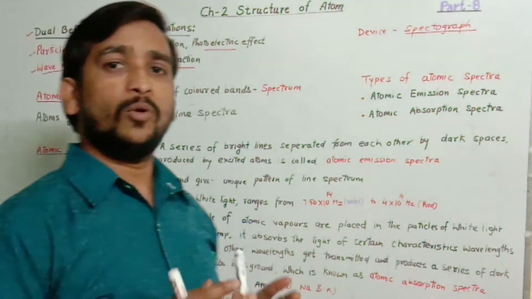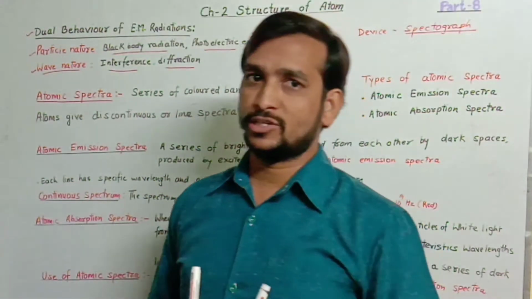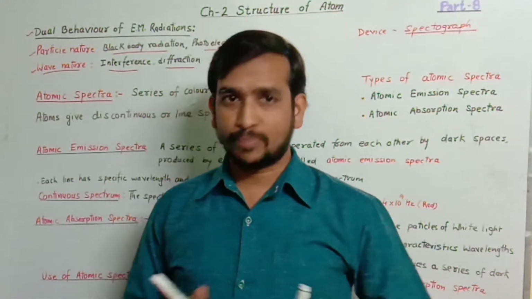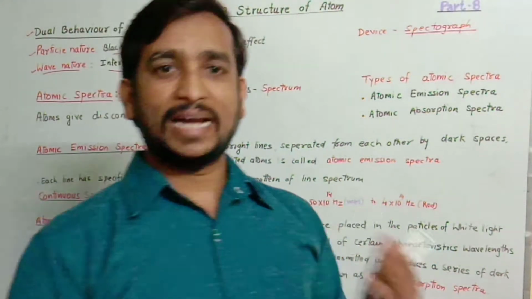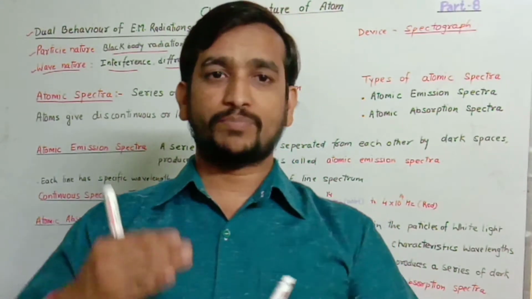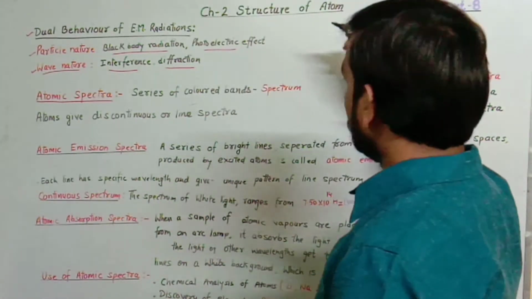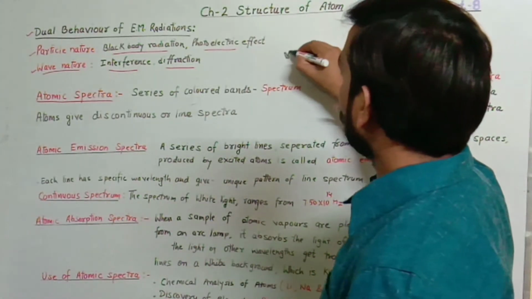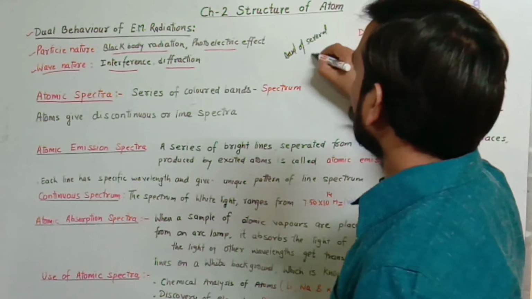Now there is one more evidence of the dual behavior of electromagnetic radiations, that is the atomic spectra. So whenever atoms are excited or whenever they absorb, they will produce a definite spectrum. A spectrum, which we have discussed in class 10 also, is a band of several colors.